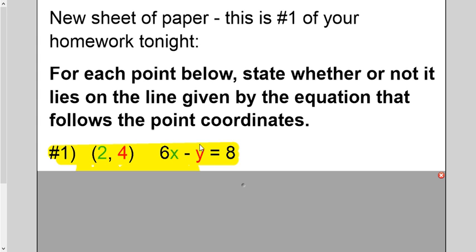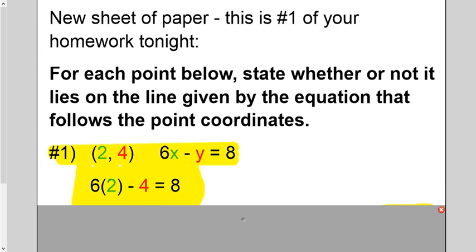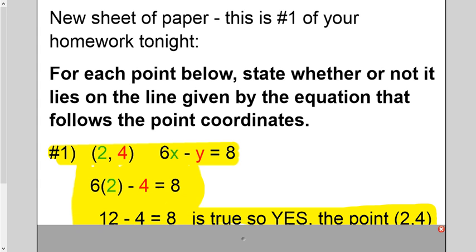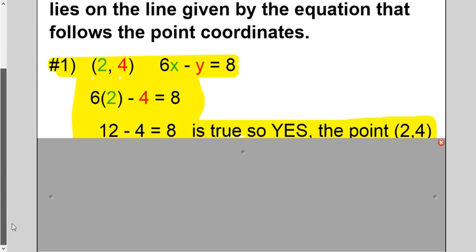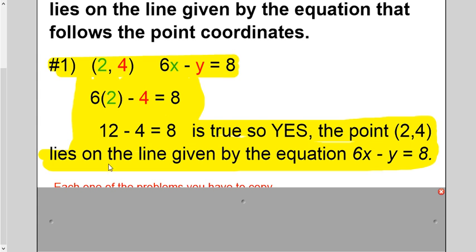Does this point lie on the line given by this equation? Well, let's plug these values in. This 2 goes into the x there. This 4 goes into the y. So 6 times 2 is 12, and there's the 4. Didn't have to multiply anything. So 12 minus 4 equals 8. Is that a true statement? Yes, it is true. So yes, the point (2, 4) lies on the line given by the equation 6x - y = 8.